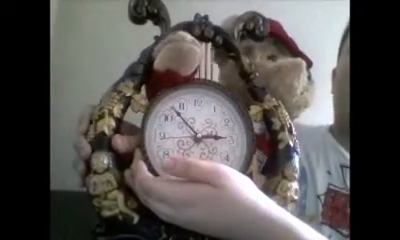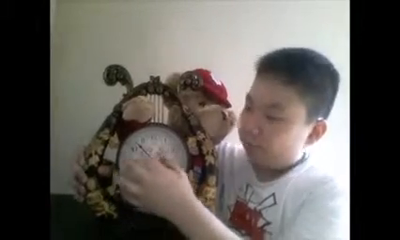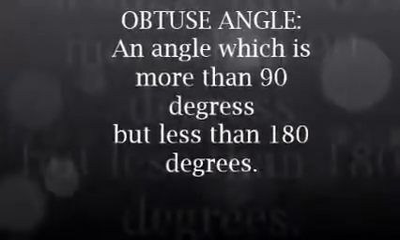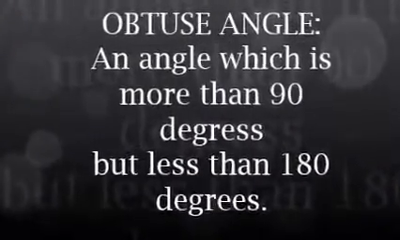This is an obtuse angle. This is the vertex of the angle, and the hour hand is the stationary side of the angle, while the minute hand is the terminal side of the angle. Obtuse angle, an angle which is more than 90 degrees but less than 180 degrees.